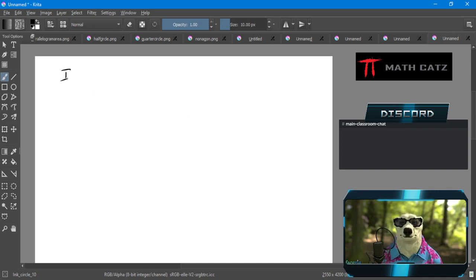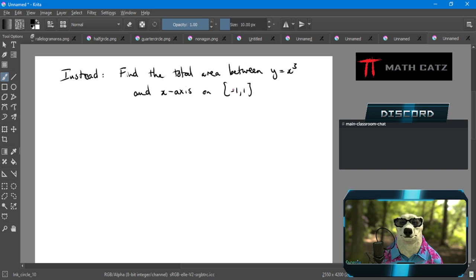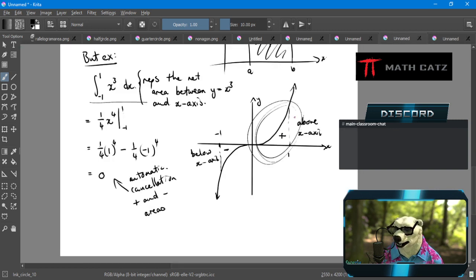If it's instead asking me to find the total area between my graph and the x-axis on negative 1 to 1, then the answer isn't 0. I would have to calculate this area and separately calculate this area so that I can make sure they're both positive, make them positive, and then add them up.